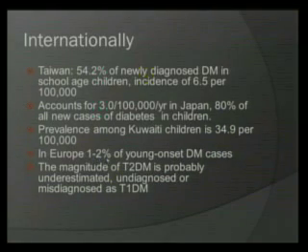The number is 1 to 2% of young onset diabetes cases. However, the magnitude of type 2 diabetes is probably underestimated because of undiagnosed cases or cases misdiagnosed as type 1.